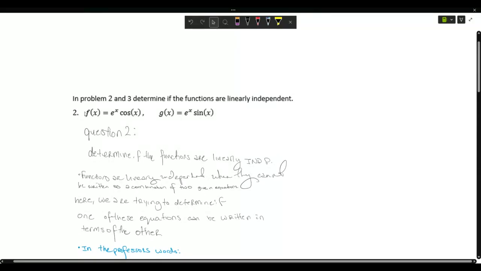independent. So we have f of x equals e to the power of x cosine x, and g is our second function, which is e raised to the power of x times sine x, right? So we're tasked with determining if these functions are linearly independent. And we know that functions are linearly independent when they can't be written as a combination of each other.